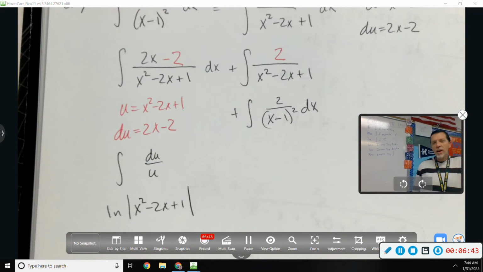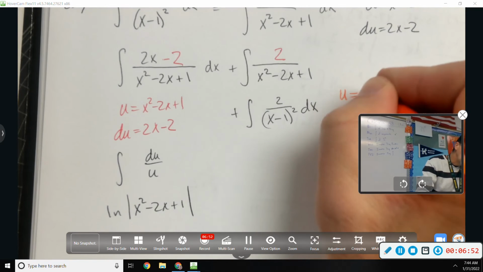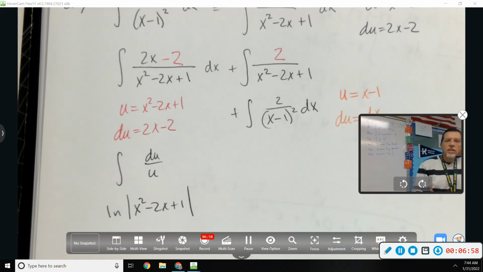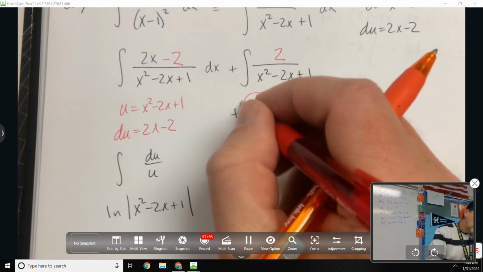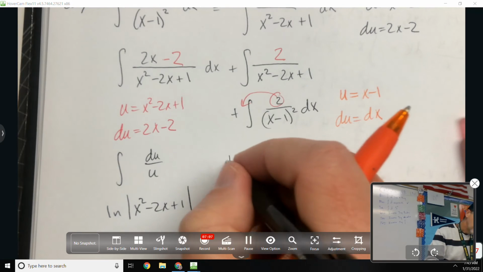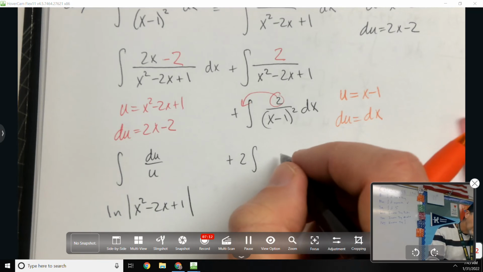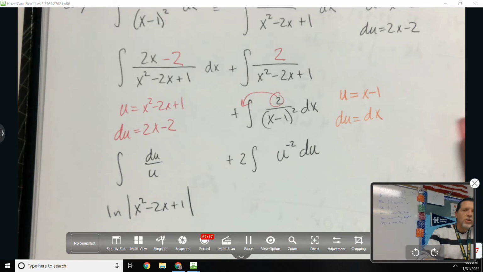But if I switch it back to the factored form, now I can do a u substitution where u equals x minus 1. And I think I just put this 2 out front. So I'd have u to the negative 2 du.